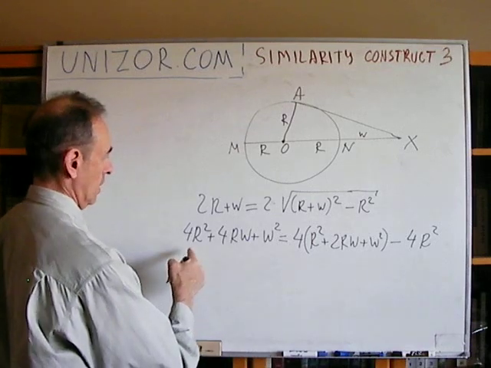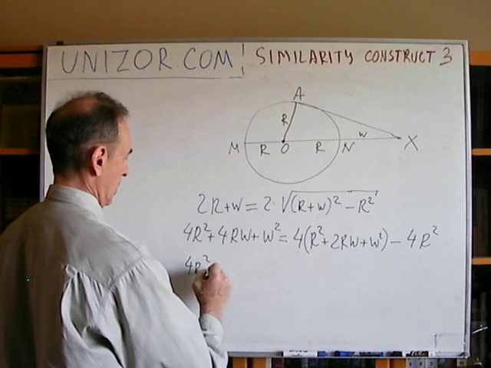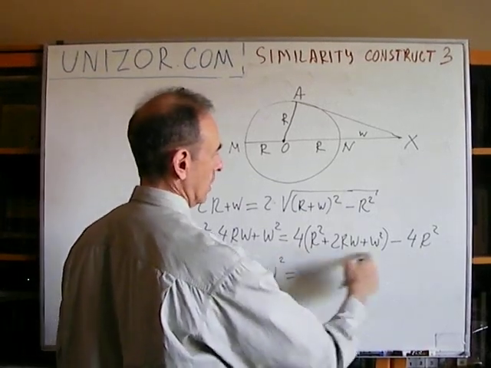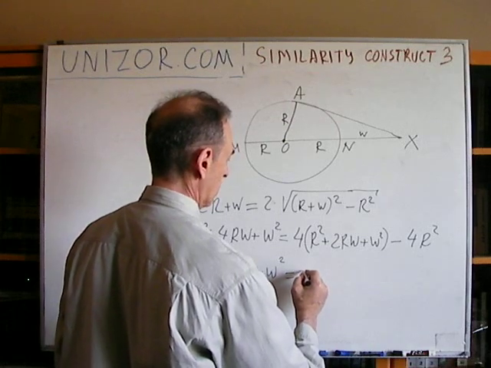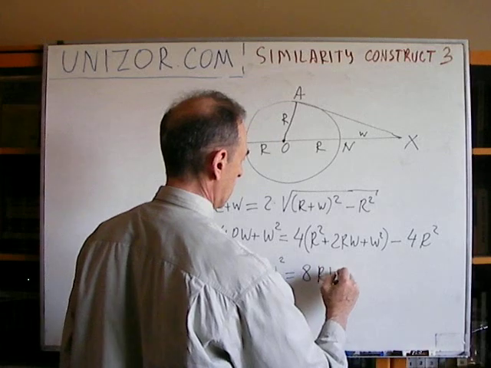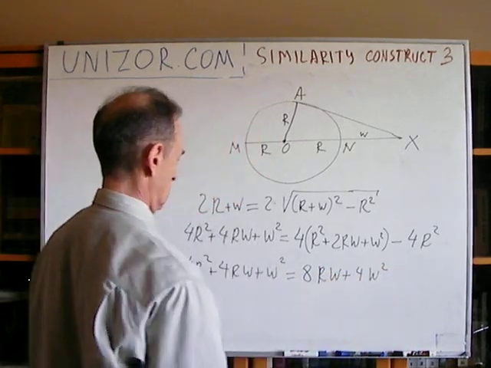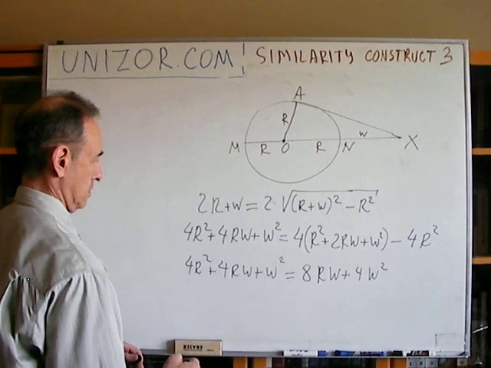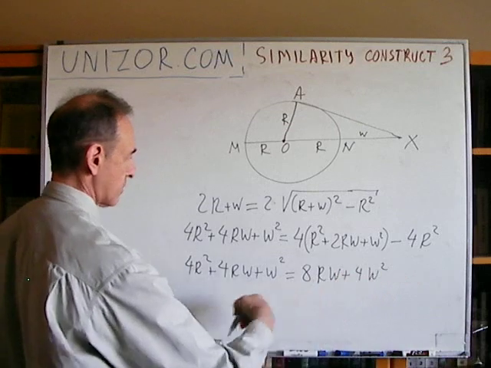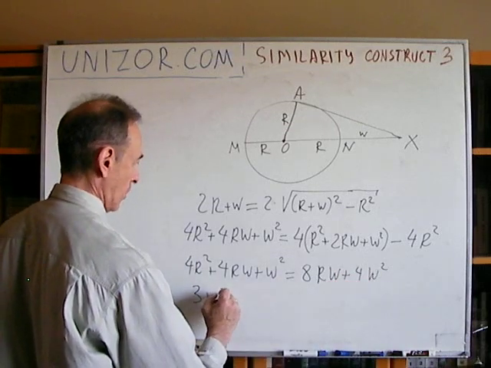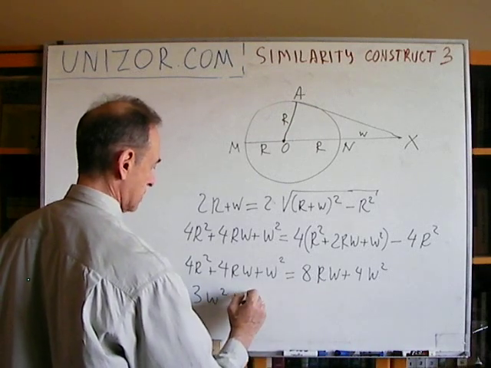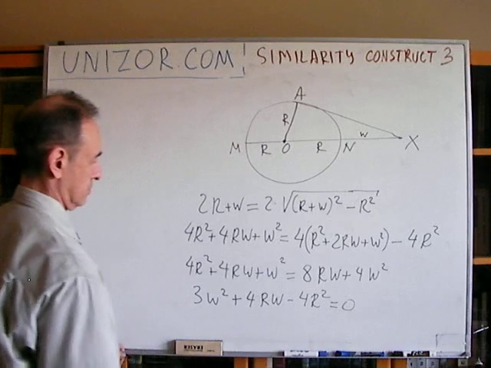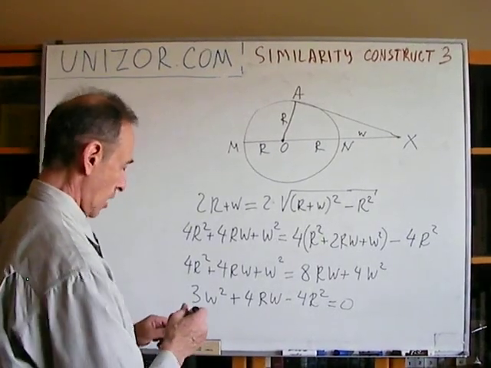Alright, so 4r square plus 4rw plus w square is equal to 4r square plus 4r square minus 4r square. So r square will go out, and I'll have 8rw plus 4w square. Alright? Looks like it. So what do I have? Let's move everything to the right. So I will have 3w square plus 4rw minus 4r square equals 0. Right? So this is a quadratic equation for w.